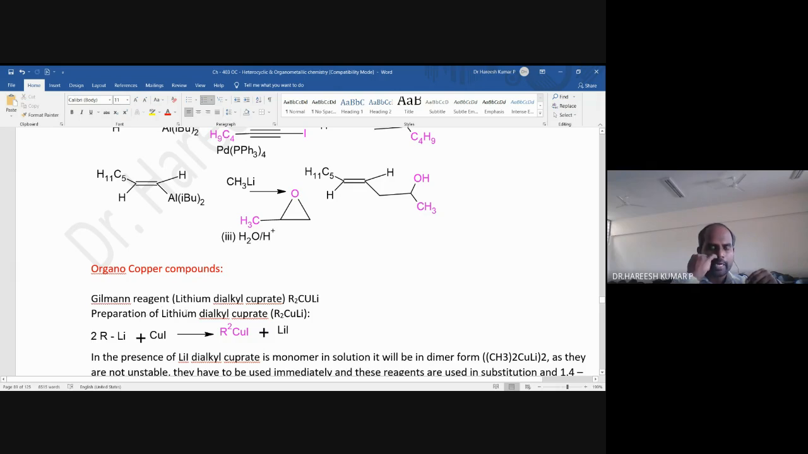So normally there are many questions on this Gilman reagent. Write a note on Gilman reagent. Write a note on organocopper compounds in organic synthesis. Okay, so let's give an entry.